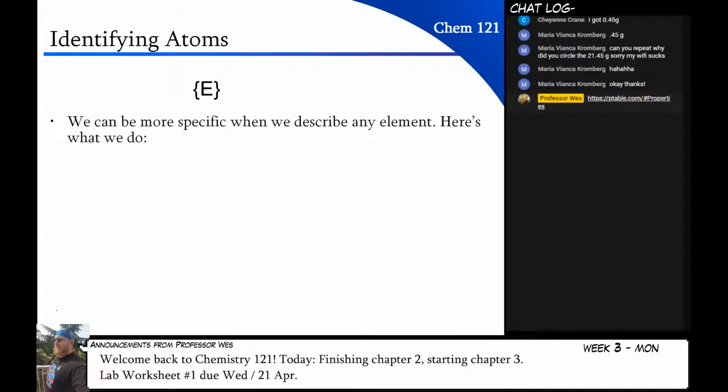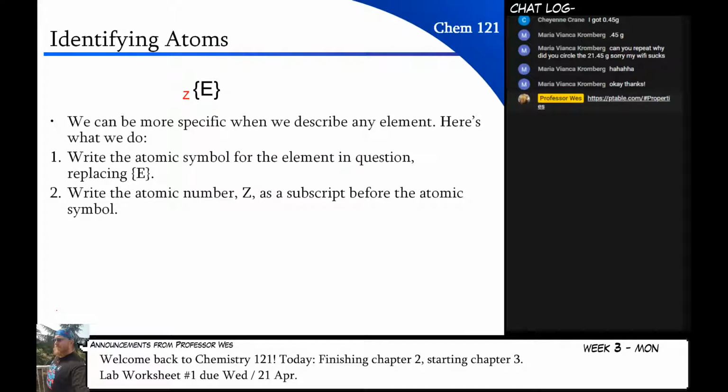Okay, so that's step number 1. Replace curly brackets E with whatever symbol it is for the element you're looking at. And you'll have to figure out the element you're looking at based on the context of the clues in the problem, or because it just says chromium. You can just enter the symbol. Once you've replaced curly brackets E with the correct symbol, the next thing you're going to do is write in Z. Z is the subscript before the atomic symbol. Writing the number before it tells you its atomic number.